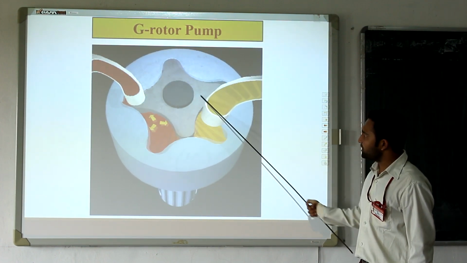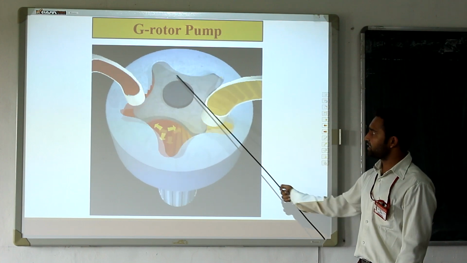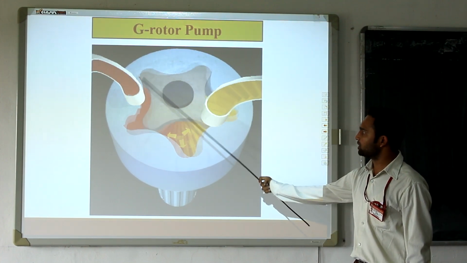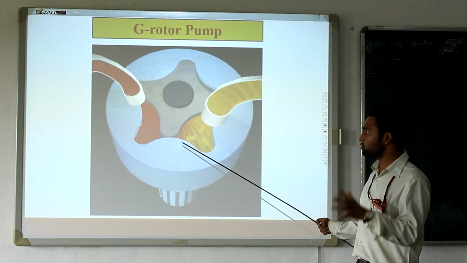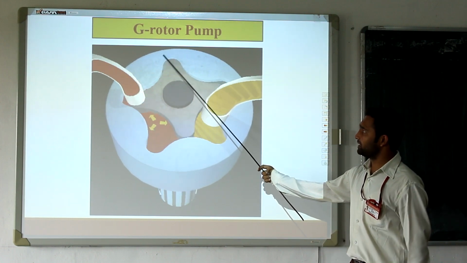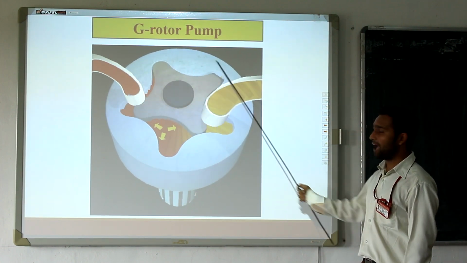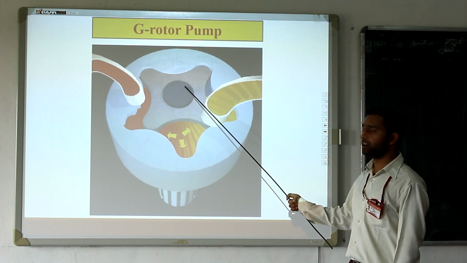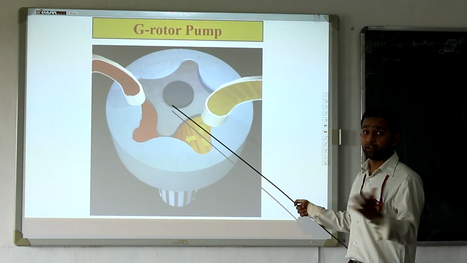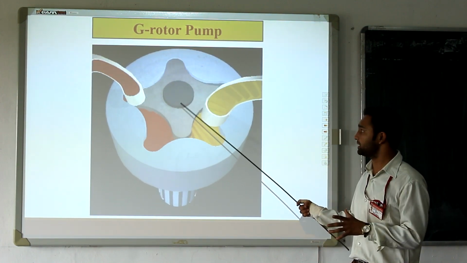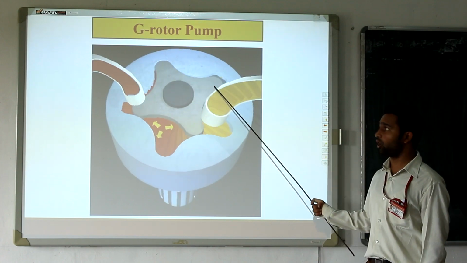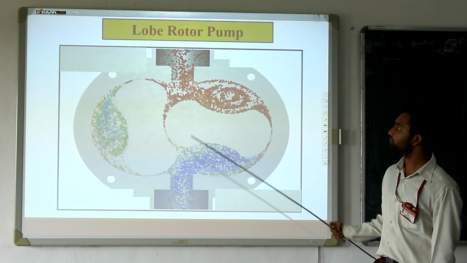Basically, in this inner gear there are 4 teeth, and in the outer gear, 5 grooves are provided. So we can consider that if the outer gear has n grooves, then the inner gear has n-1 teeth. This is the basic construction of a G-rotor pump.